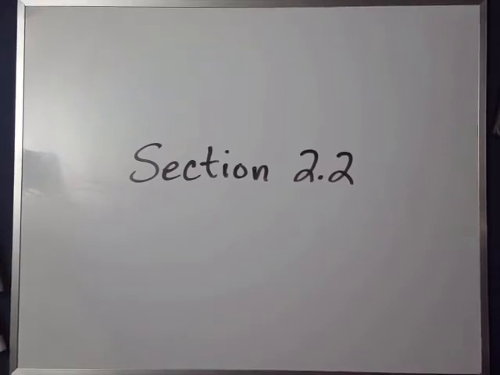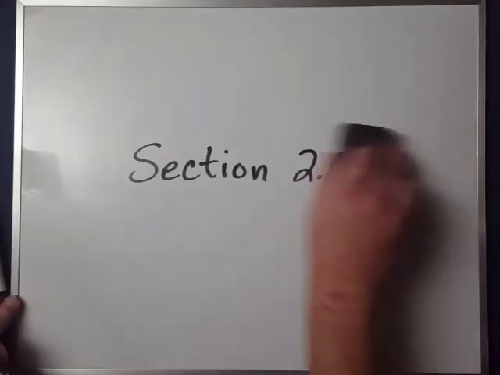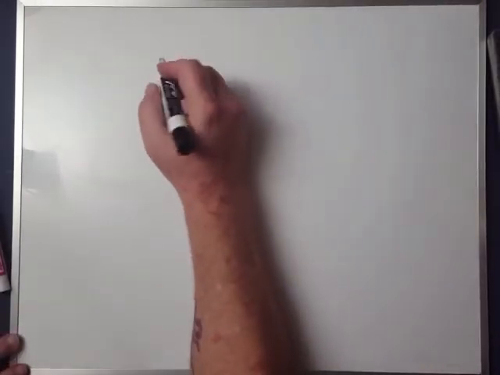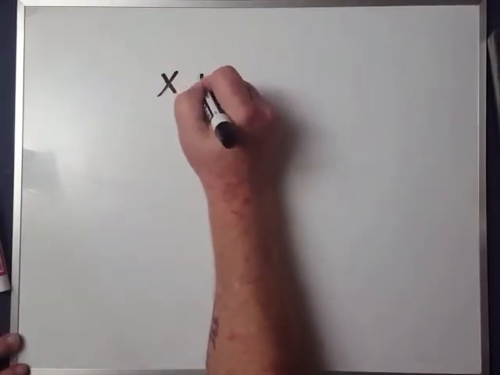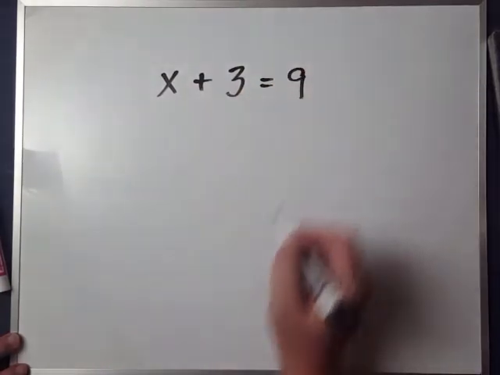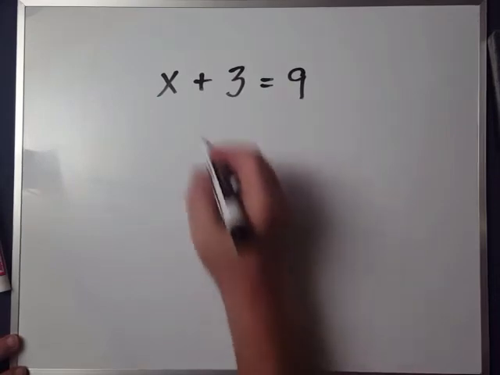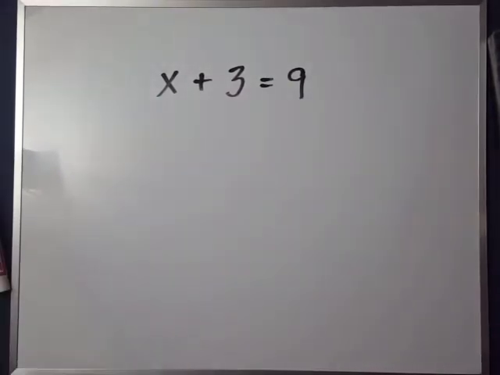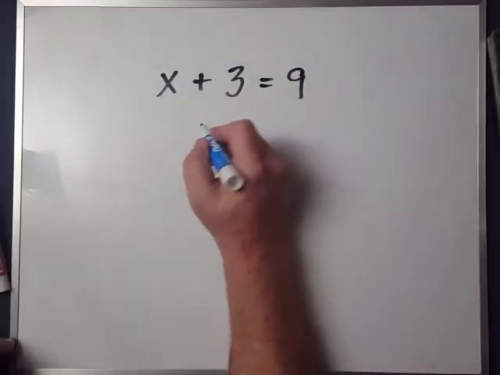Section 2.2, the multiplication property of equality. Last time we looked at the addition property of equality, which told us that we can add or subtract the same amount from both sides of an equation, and it will result in a series of equivalent equations.